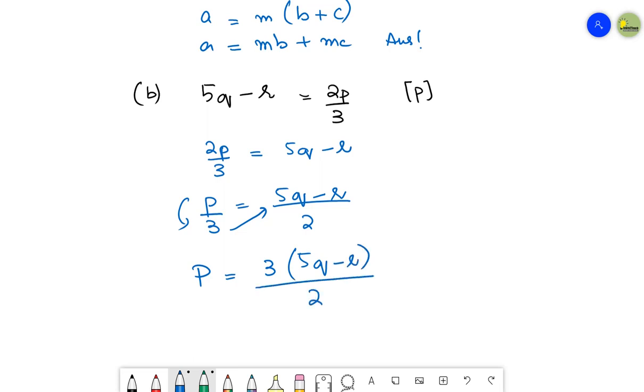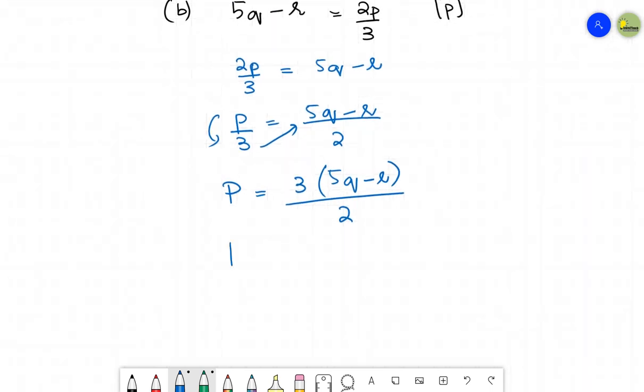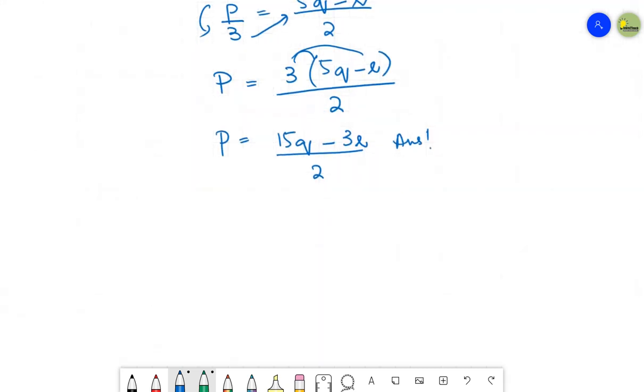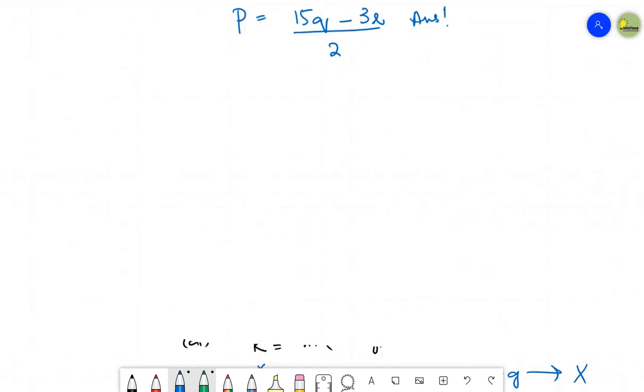It is up to you, either you open the bracket or not, right? You can just open the bracket like this. 3 5s are 15Q minus 3R. Multiply this 3 with all the terms present in the bracket, divided by 2. This is going to be your answer. In this way, you have separated P from the equation. Now let me do part C for you.